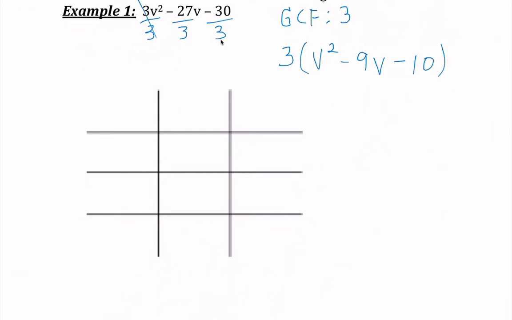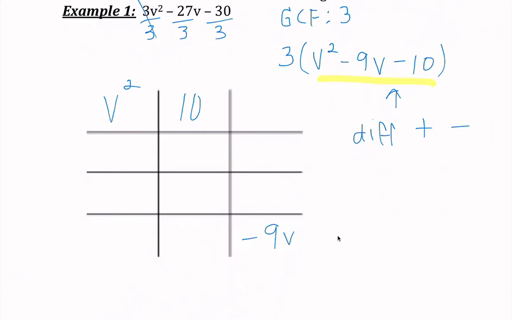Now I'm going to factor this part right here. Remember, I look at my last sign. The last sign tells me that they're going to be different, which means I'm going to have one plus sign, one minus sign. So this piece right here is what I'm going to do tic-tac-toe with. I put my first term in the first box, my last term in the box beside it, and my middle term, including the sign, down here. Then we find our factors.